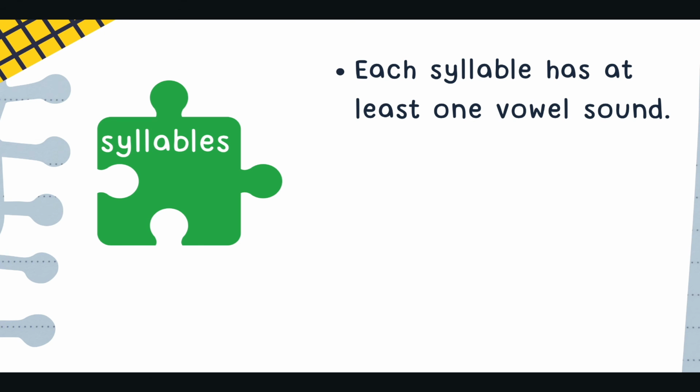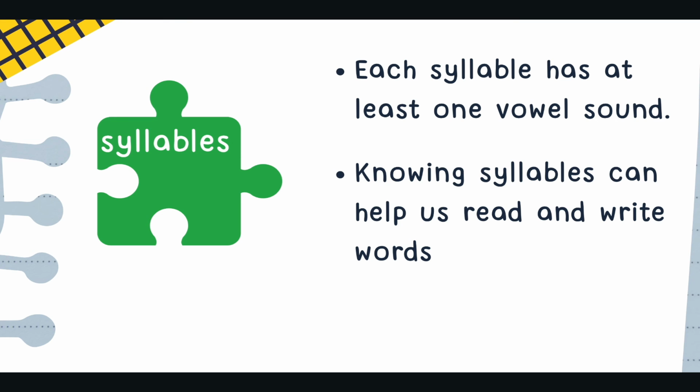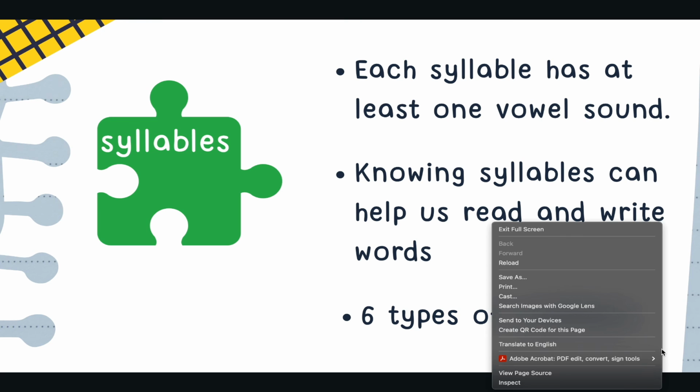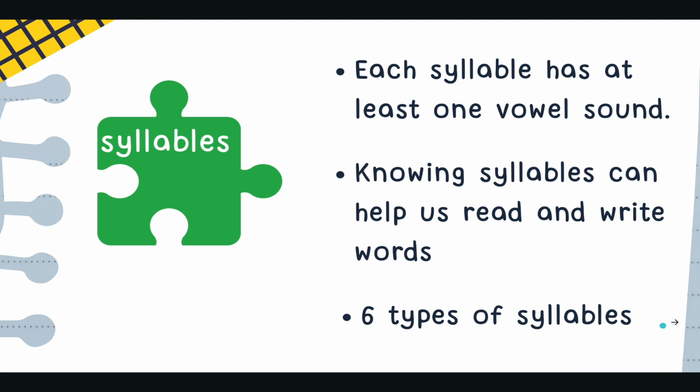Friend, the cool thing about syllables is that they are very helpful when we're trying to decode new words. Now remember, each syllable has at least one vowel sound. Knowing the syllables can help us to read and write the words, and there are 6 different types. So as you're practicing all the different types, you're going to be really getting comfortable with how to break up a word and how it will help you to be more successful, okay?